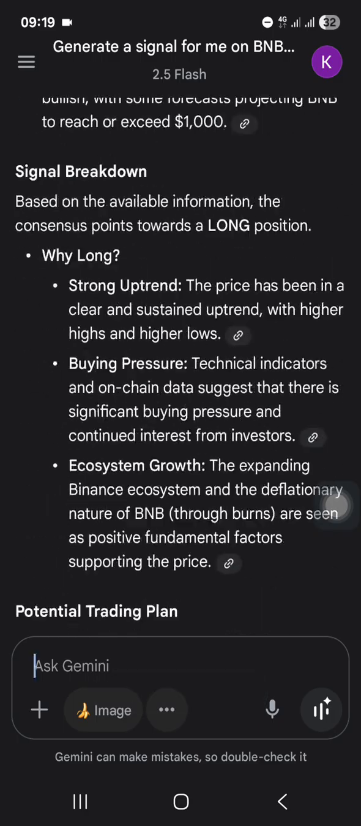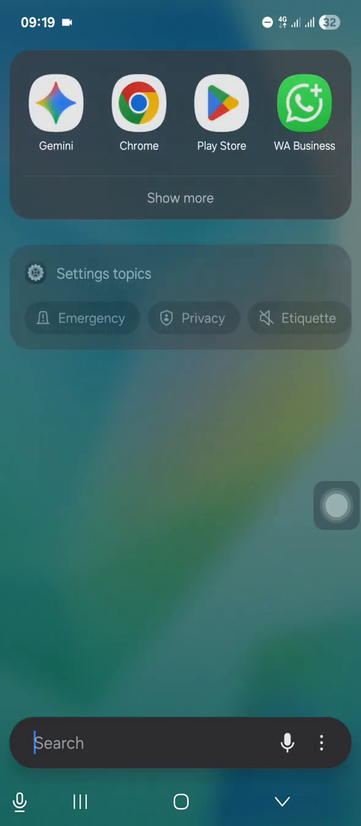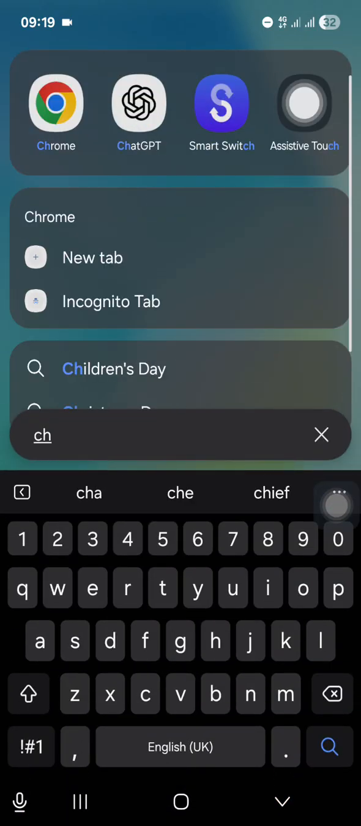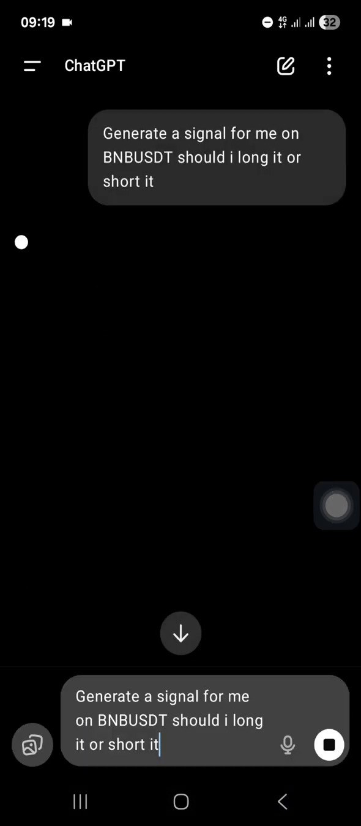So please, you see how this one breaks down, tell me my entry, my stop loss, and the likes. Now let me use ChatGPT and let's see what ChatGPT is going to say to this same prompt. Generate a signal for me. I just copy and paste. Let me see what ChatGPT has to say on this. This is going to be amazing.